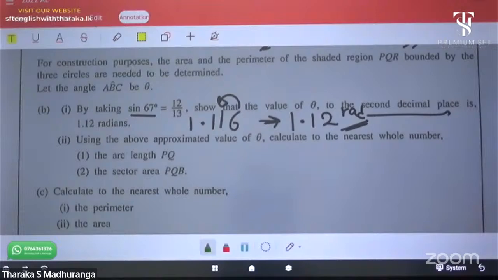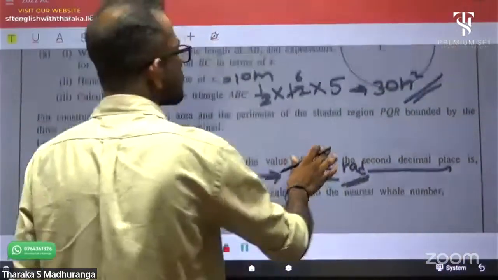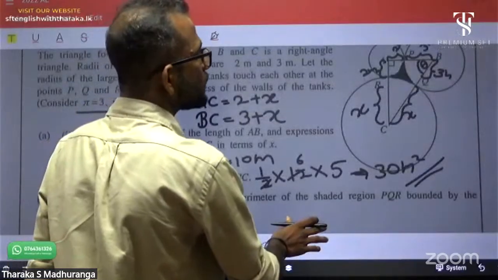Okay, let's move to the next one. Using the above approximated value of theta, 67, calculate, to the nearest whole number, the arc length of PQ. Now theta is angle 67. Arc length of PQ.